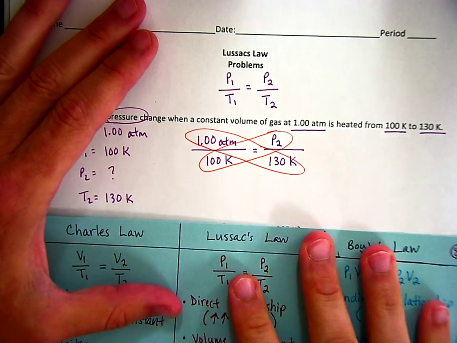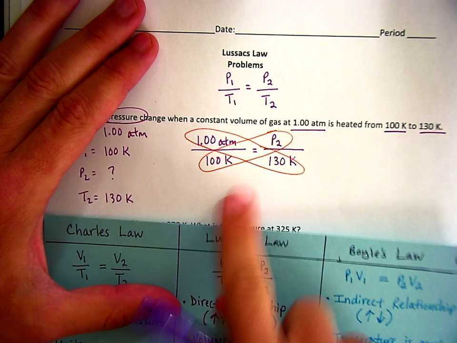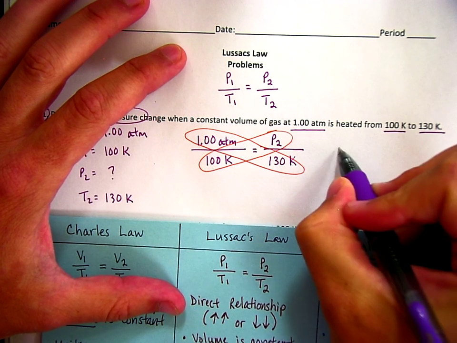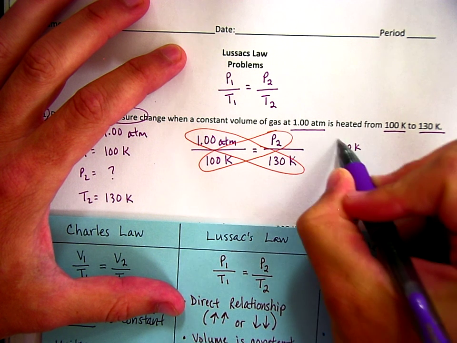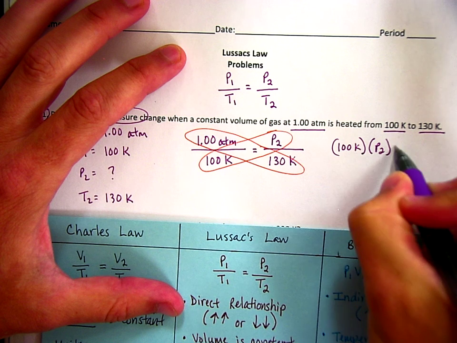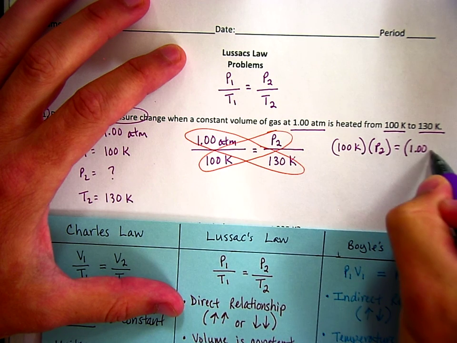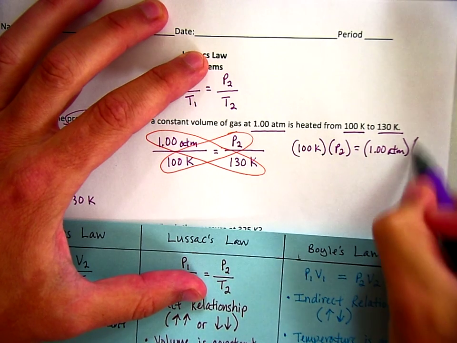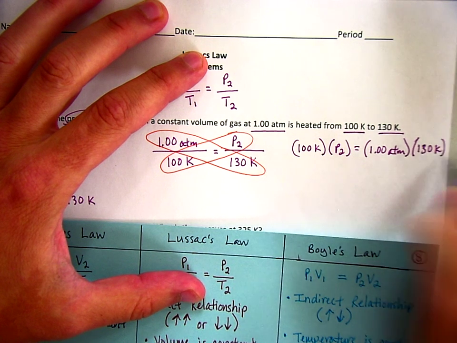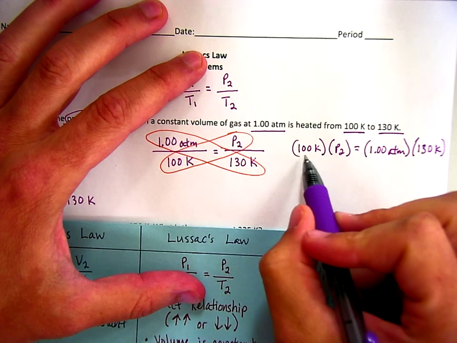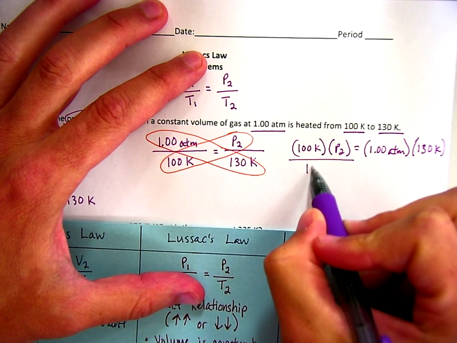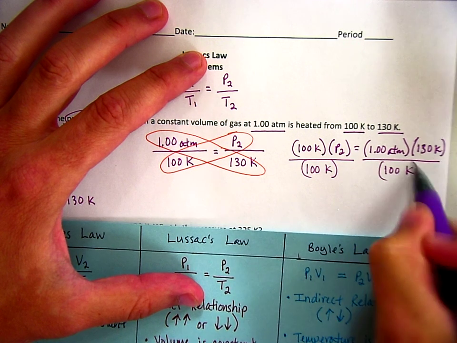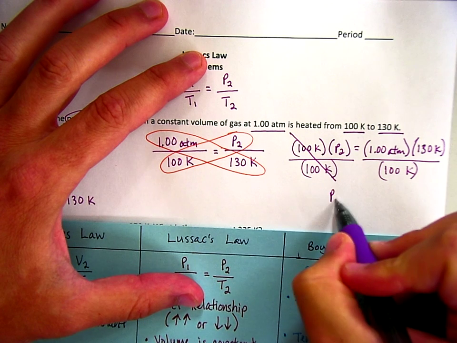So again, I'm going to go through all the steps so you see how I can calculate, but at this point many of you can just start plugging in your calculator. So I'm going to have 100 K, so this is showing all the work, times your P2 is equal to 1.00 atm times 130 Kelvin. All right, so to get P2 by itself, we have to divide both sides by 100 K. So this obviously cancels out, so you're left with P2, looking for pressure.